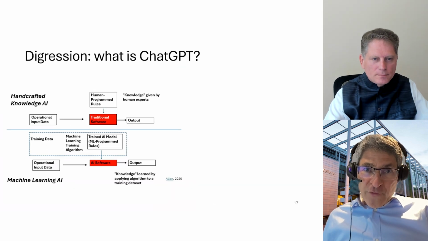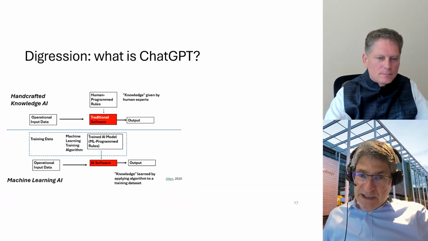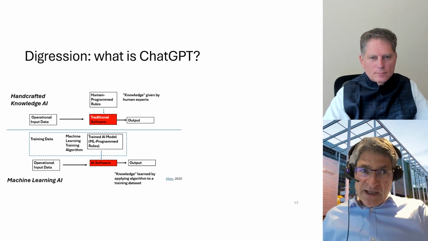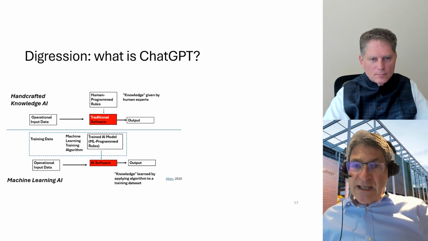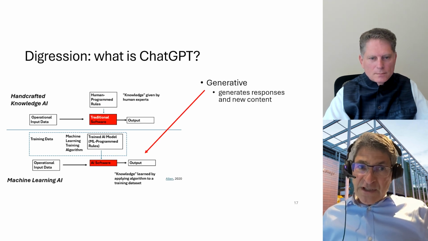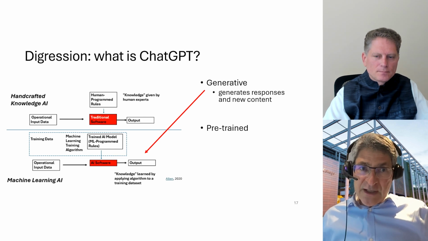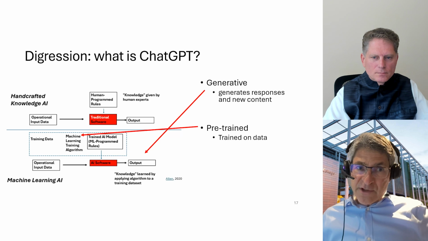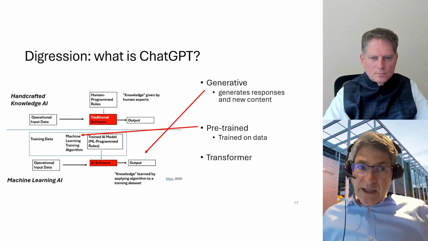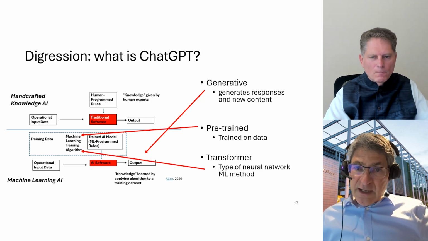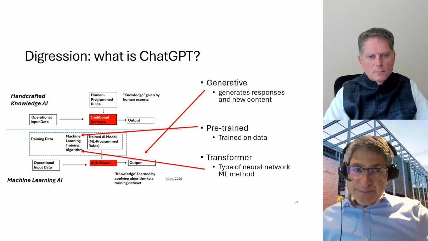I'll just pause for a slight second. We've been talking about GPTs, but of course there's ChatGPT, and you might be wondering what ChatGPT is. So just to try to bring this schema to life a little bit, ChatGPT is generative AI, so it produces output with responses and new content. The P in GPT stands for pre-trained, and we've just seen there's some training data. And the T stands for transformer. Transformer is a particular type of neural network machine learning. So that's kind of where that situates.